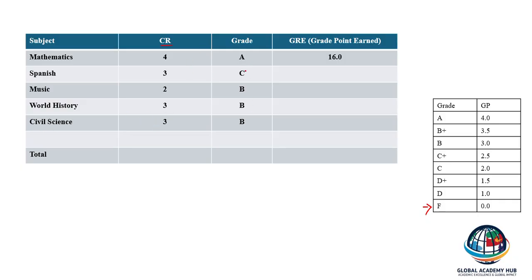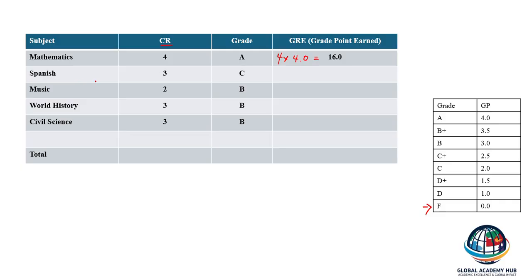Now, these are the grades that the student earned during that particular semester or term. So, the student got an A in mathematics. The grade point earned is 16.0. How did we get that? Well, each credit hour is awarded whatever points you get with an A. So A is 4.0. So it's 4, the number of credit hours, times 4.0. That's how we got 16.0.